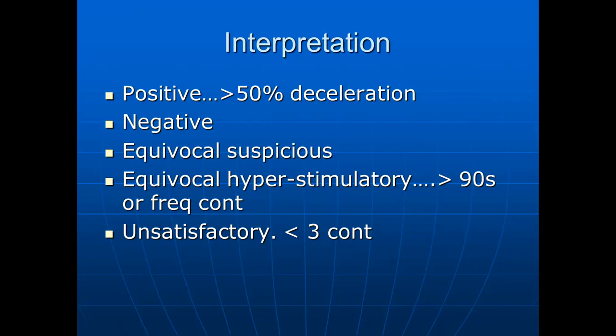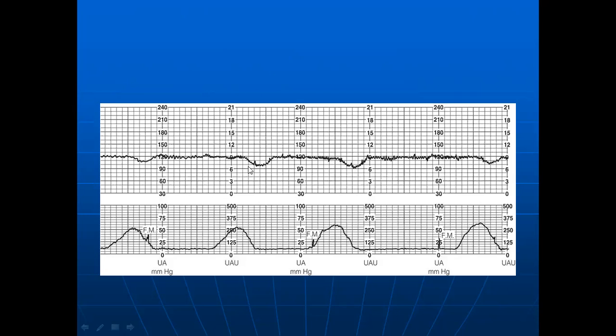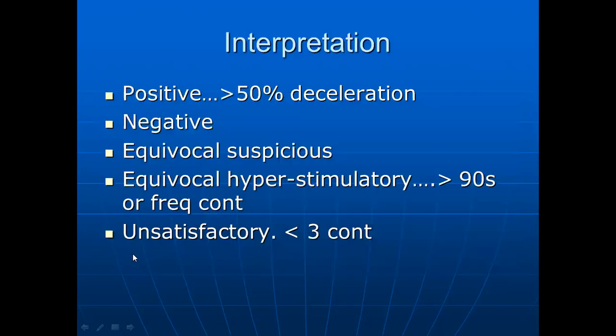What's important to me is the late deceleration. Deceleration begins after uterine contraction, not with the uterine contraction. In this graph, this is the late deceleration. If deceleration occurs at the time of the contraction, this is called early deceleration, and this is normal. Negative, there is no late deceleration. Equivocal, suspicious or hyperstimulatory, if there are more than 5 contractions, or the contraction persists more than 90 seconds. And the last one is unsatisfactory, there are not enough contractions.